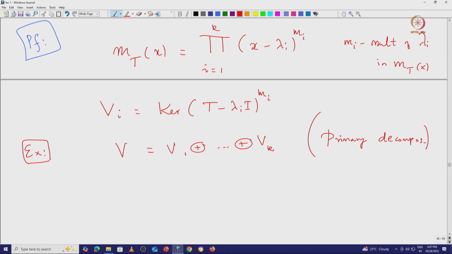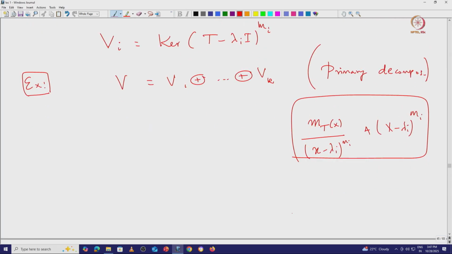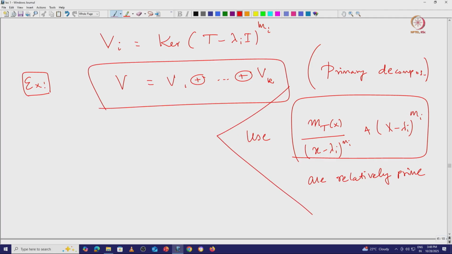In particular, we have to consider different polynomials. For example, if we take m_T(x) divided by (x minus lambda_i) to the power m_i, and (x minus lambda_i) to the power m_i, they are relatively prime. Similar arguments can be used in order to prove that V can be written as a direct sum of the V_i's.